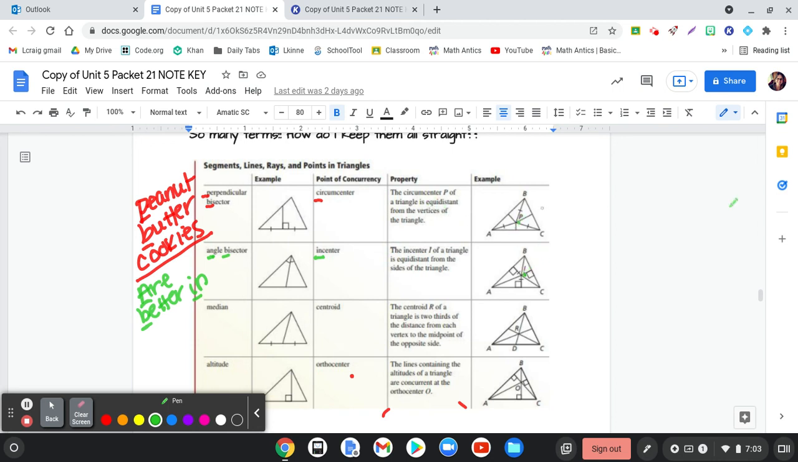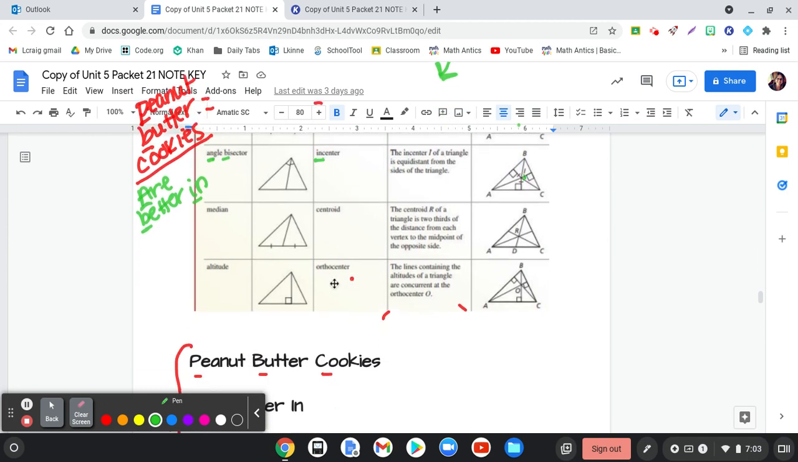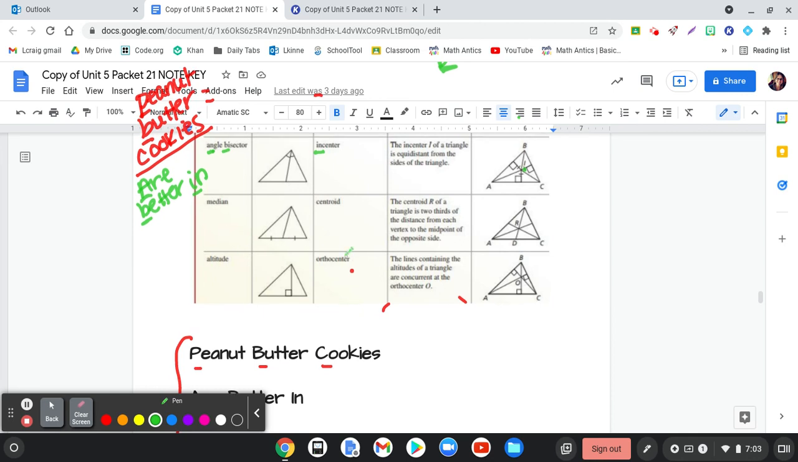And then just remember, you've got your properties here that talk about, if it's made up of the perpendicular bisectors, it's the same distance to each vertex. If it's made up of the angle bisectors, it's the same distance to each side. Are better in, and then we've got our milk chocolate and Ovaltine. And if you've seen A Christmas Story with Ralphie, he's just looking for his Ovaltine. Well, he's not happy about it.